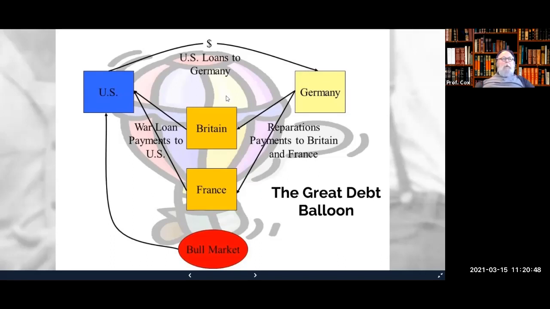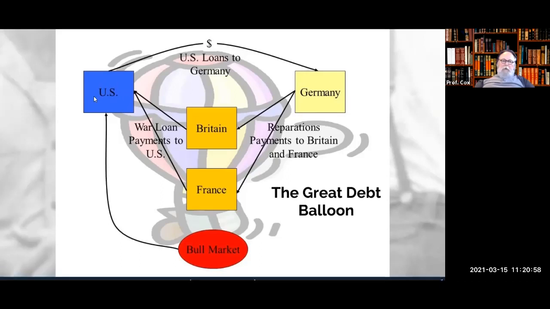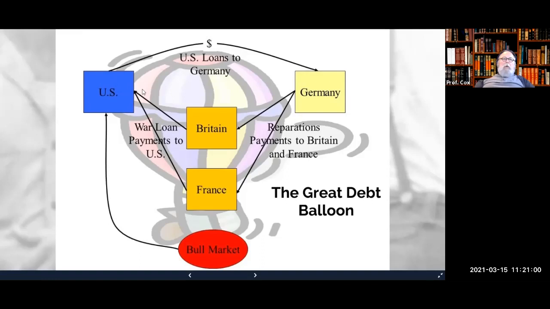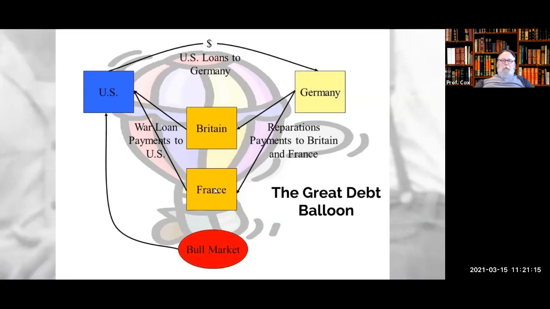And where they borrowed the money from was in the United States. Now, they didn't borrow money from the American government, but they borrowed money from corporations in the United States. You guys follow what I'm saying here? All right. So what that meant was that at the end of the war, Britain and France were deep in debt to the United States, and Germany was deep in debt to Britain and France. Okay. You guys follow me here?